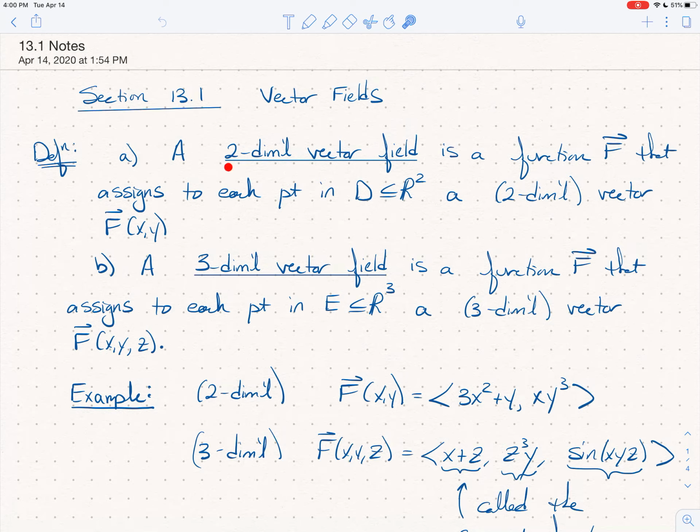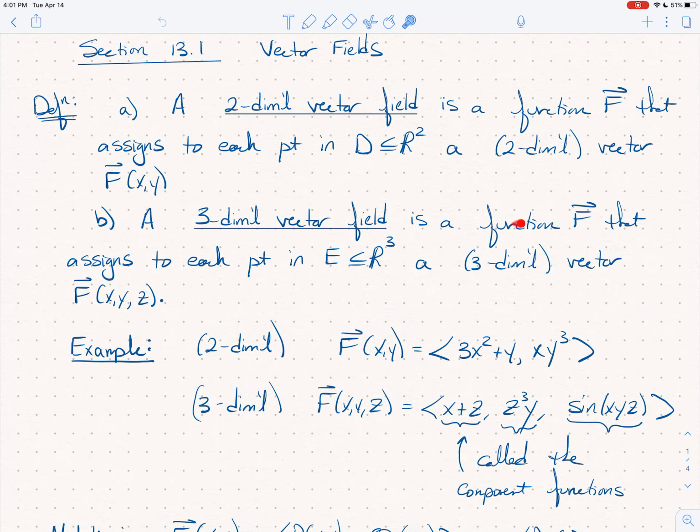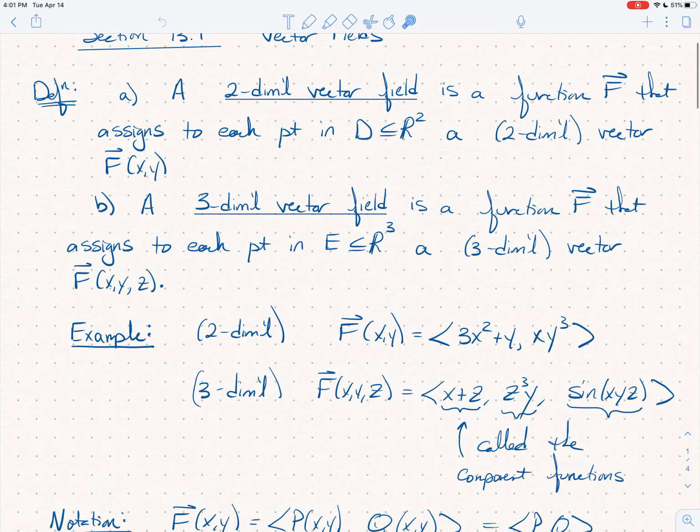So, all right, what is a vector field? Well, a two-dimensional vector field is a function that assigns to each point in some region of 2 space a two-dimensional vector, which we often denote by big F and then a vector symbol. So a three-dimensional vector field is a function that assigns to each point in some region of 3 space a three-dimensional vector, which we again denote by big F.